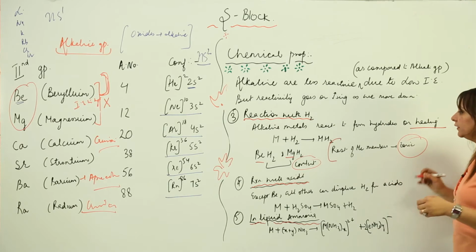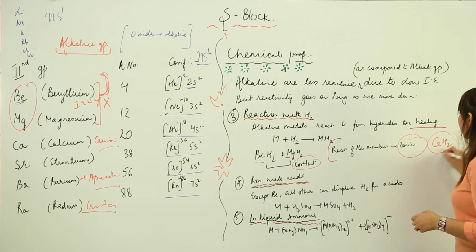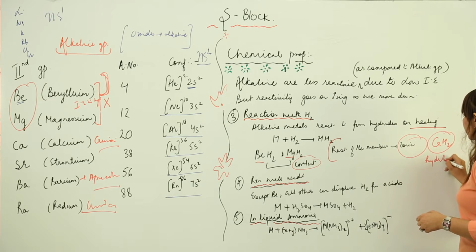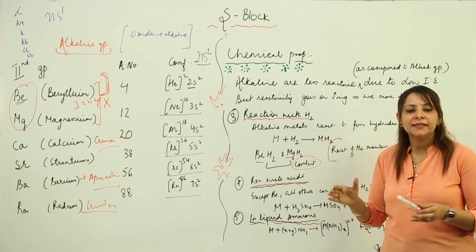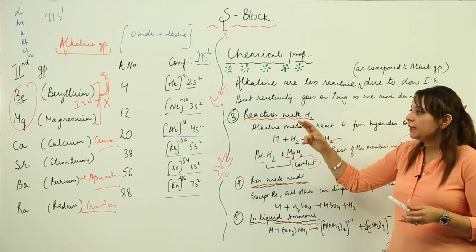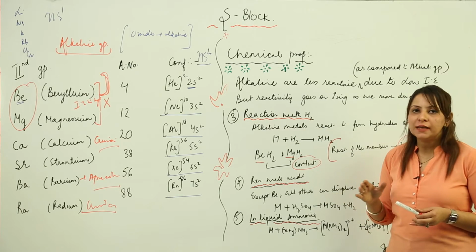Otherwise the rest of the members are totally ionic in nature. And you know that the common name used for CaH2 is hydrolith, right. So this is the reaction with hydrogen. They form hydrides, and the hydrides of beryllium and magnesium are covalent, and for the rest it is ionic.